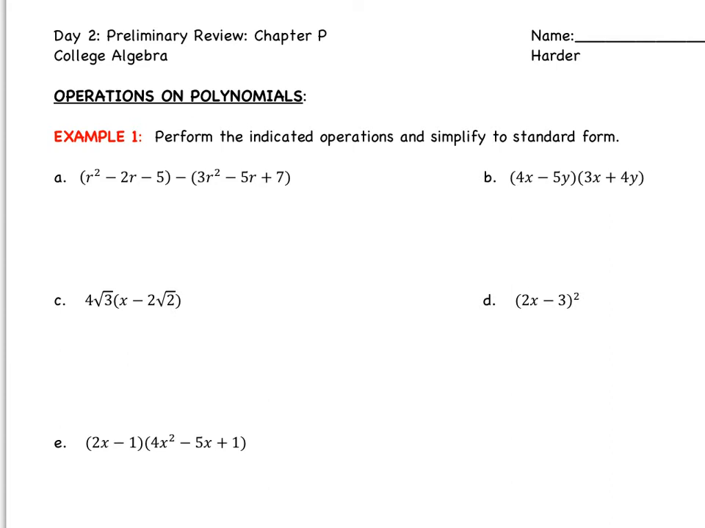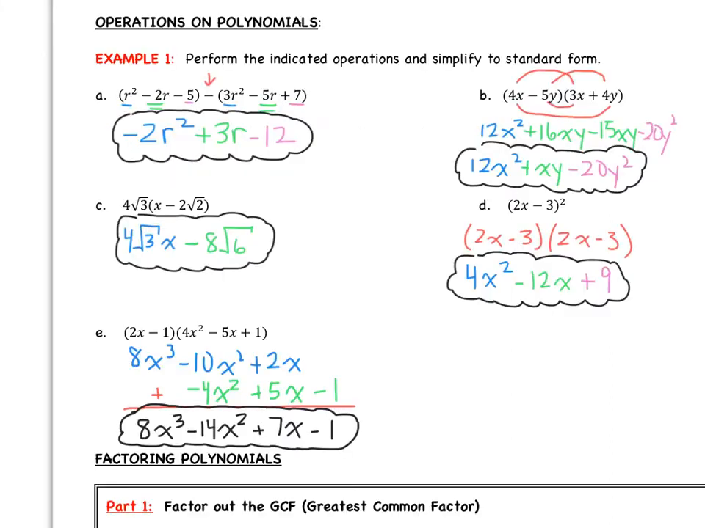So for this first example, operations on polynomials, I want you to perform the indicated operations and simplify to standard form. So that means highest degree to lowest degree. And I want you to pause the video and try these on your own and then check your answers. Go ahead and check your answers. Feel free to pause the video at this time. If you have questions, ask me in class.